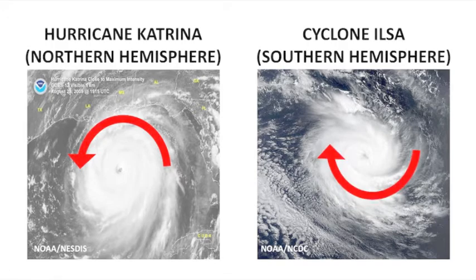They swirl clockwise. That's because, remember that in the southern hemisphere, where Ilsa happened, the Coriolis force bends things to the left, not to the right. So cyclones in the south spin in the opposite direction from cyclones in the north. Ilsa also wasn't as strong as Katrina was. Other than that, though, they're the same kind of storm, a tropical cyclone.